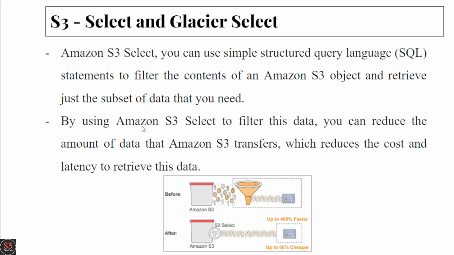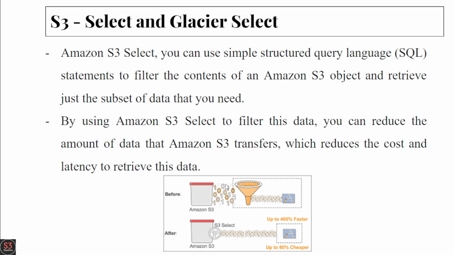By using Amazon S3 Select to filter this data, you can reduce the amount of data that Amazon S3 transfers, which reduces the cost and latency to retrieve this data. Of course, we are not going to get the whole object, just subsets of the object. So it will also reduce the cost and latency to retrieve this data, as the data would be subsets and not the whole object.